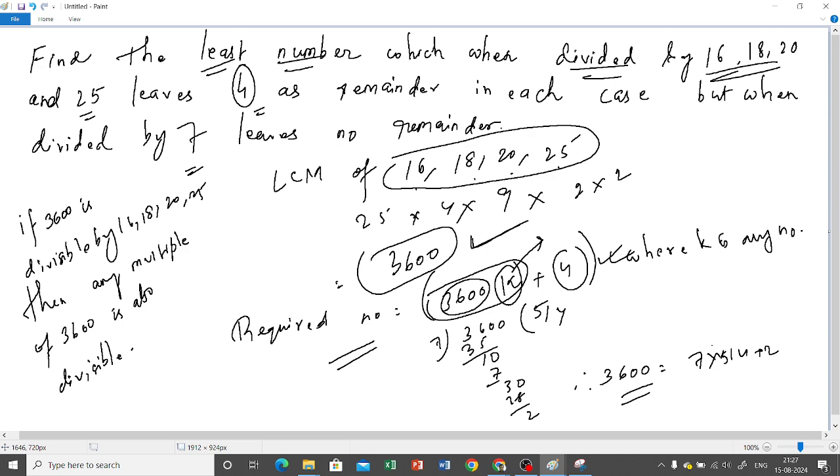Ishika, have you understood this sum? Yes, sir. Shritama, understood? Yes, sir. Supratim?